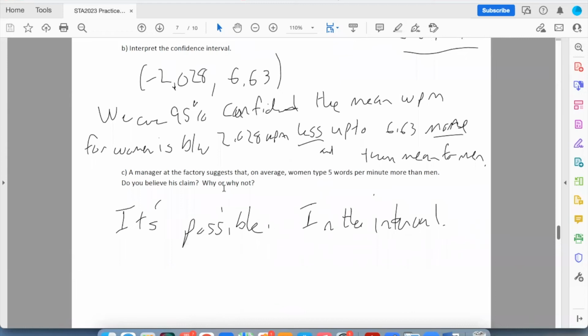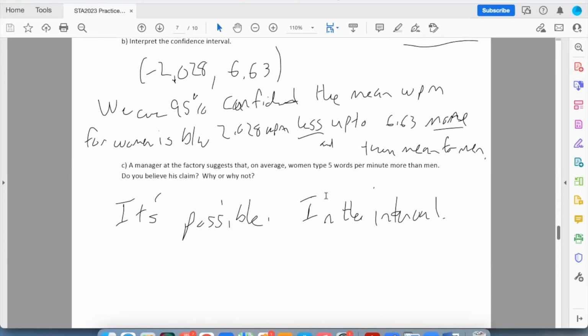Okay, now somebody makes a prediction that women are, on average, 5 words more than men. 5's in the interval, it's possible. If they make a prediction outside the interval, you don't believe it. If it's in the interval, you never say you believe anything. Never accept. That would be accepting a null hypothesis. If somebody makes a claim, you never accept their claim. You either reject it or fail to reject it. So we would fail to reject that. We just say, yeah, it's possible.